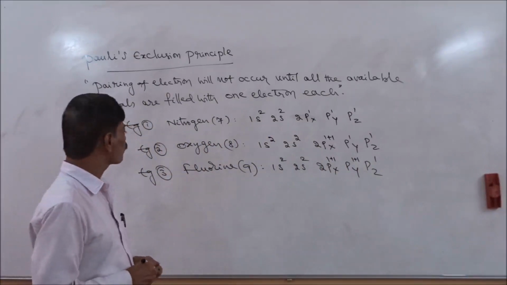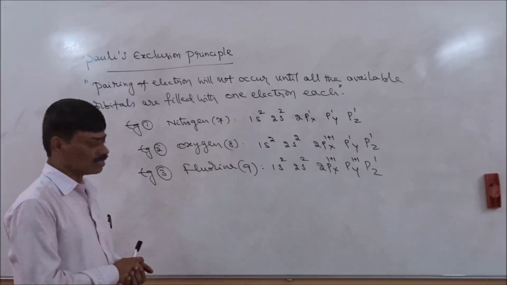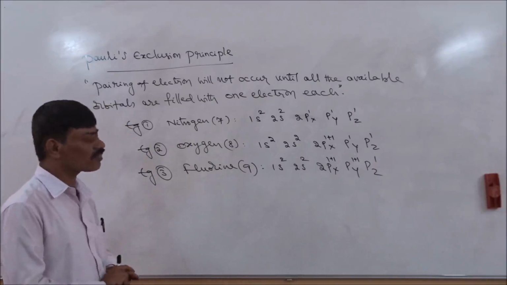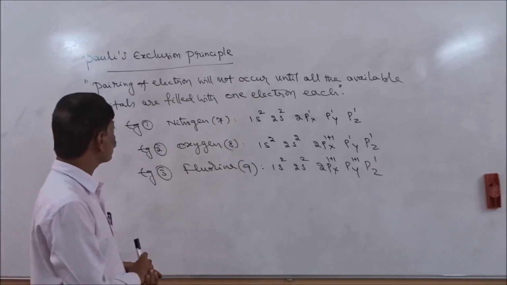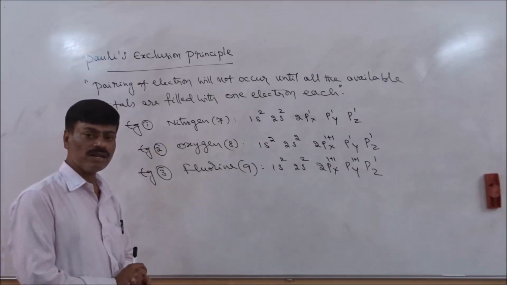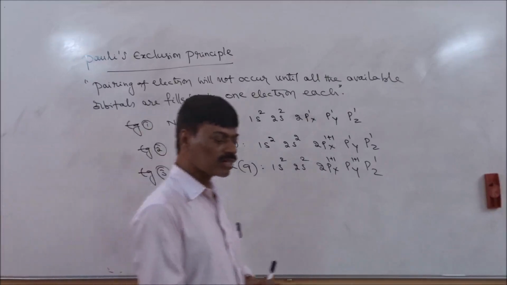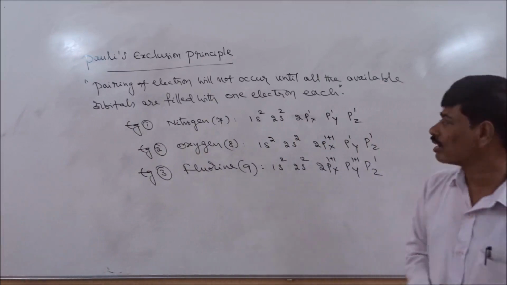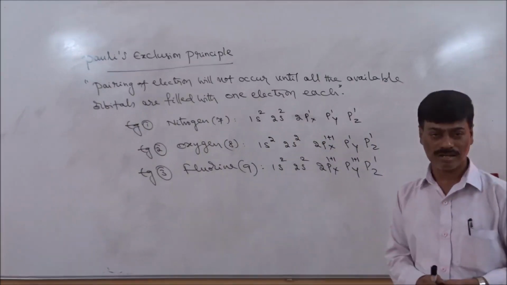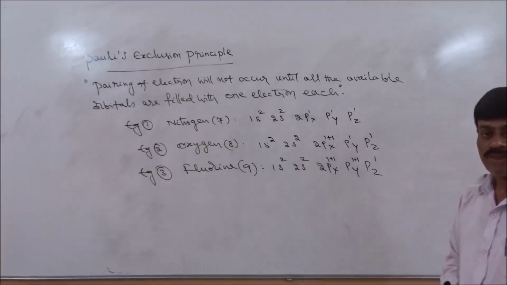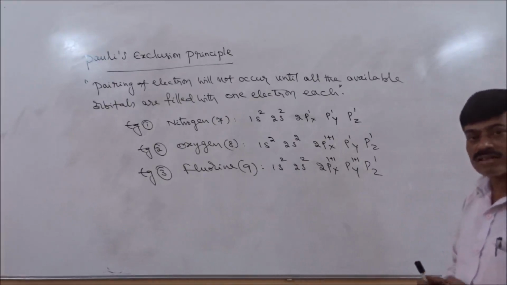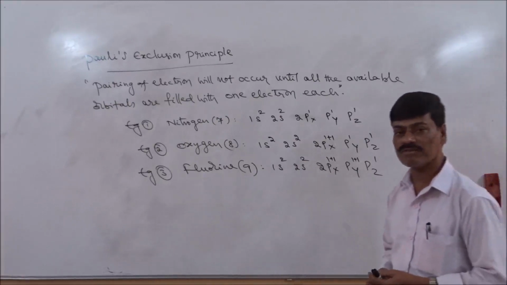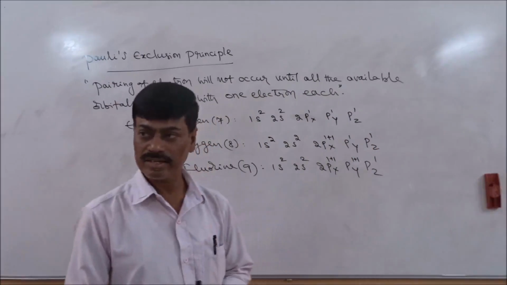So in this way, the electronic configuration of the atoms of different elements are written, keeping Pauli's exclusion principle in the mind. So once again, according to Pauli, pairing of electrons in any orbital of the subshell will not take place until all the orbitals of that subshell are filled with one electron each.